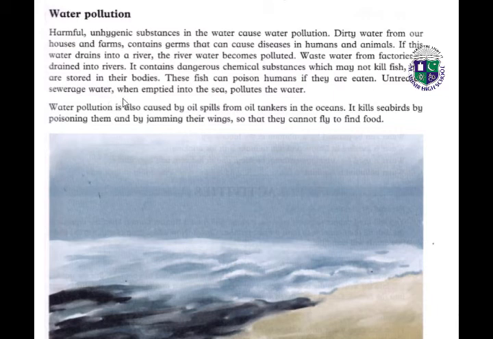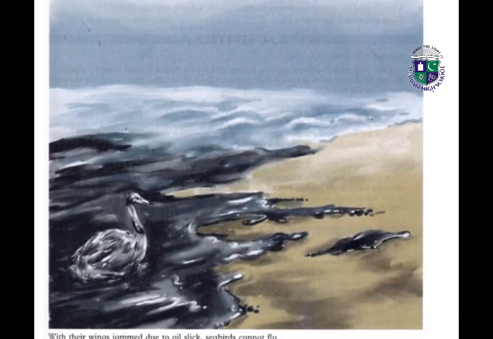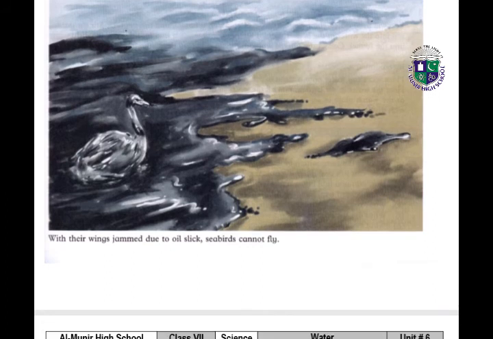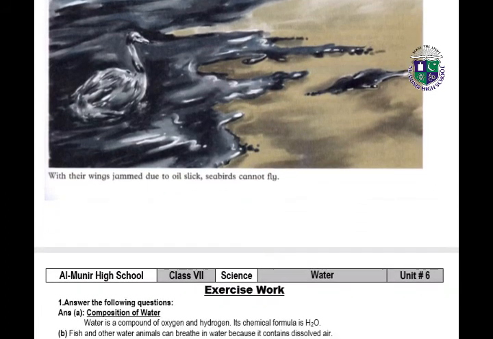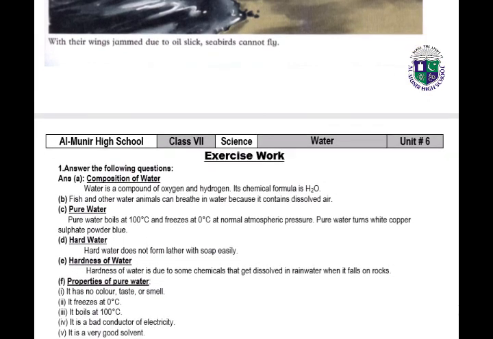Untreated sewage water, when emptied into the sea, pollutes the water. Water pollution is also caused by oil spills from oil tankers into the oceans. It kills the seabirds by poisoning them. So students, here we have an interesting picture with their wings jammed due to oil slick. Seabirds cannot fly. And in the last, we have the exercise of our unit number 6.